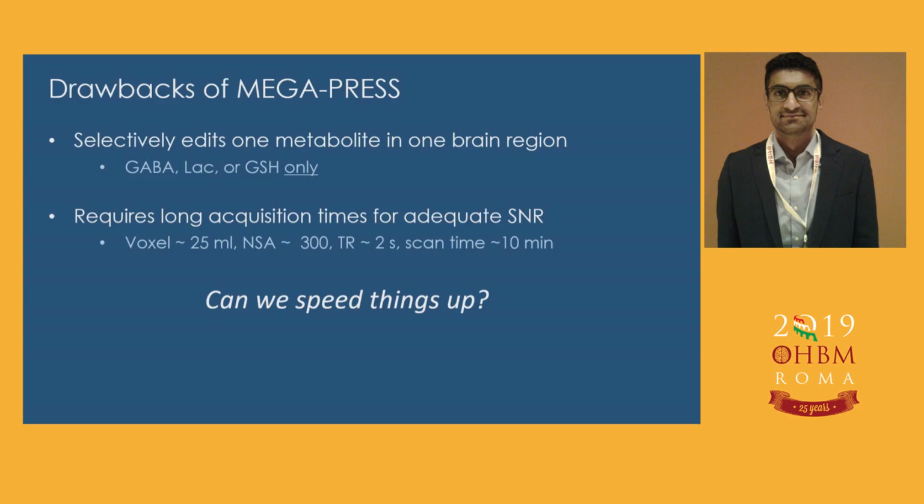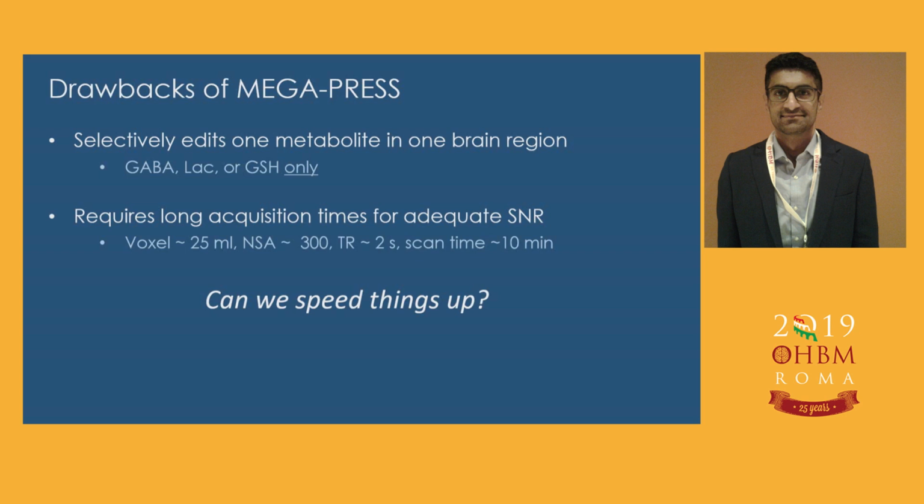However, the drawbacks associated with this sequence, first and foremost, is that it selectively edits one target metabolite in one brain region. So you can perform this editing of GABA or lactate or glutathione only, so that you focus on one metabolite only. And then because of the small signal intensity, you require long acquisition times for sufficient signal-to-noise ratio.